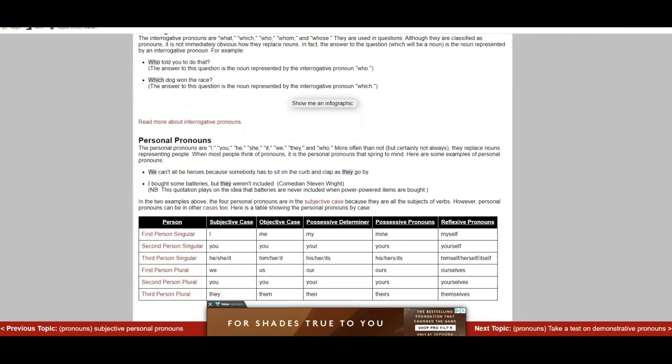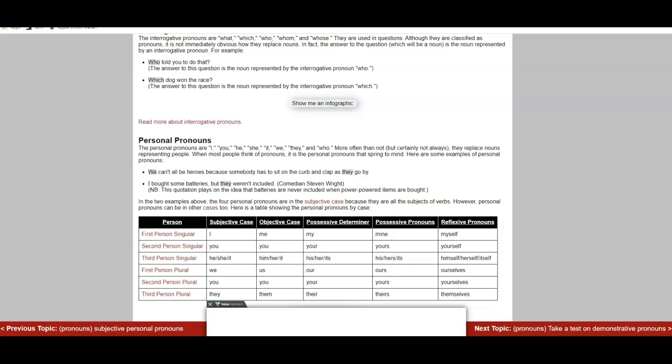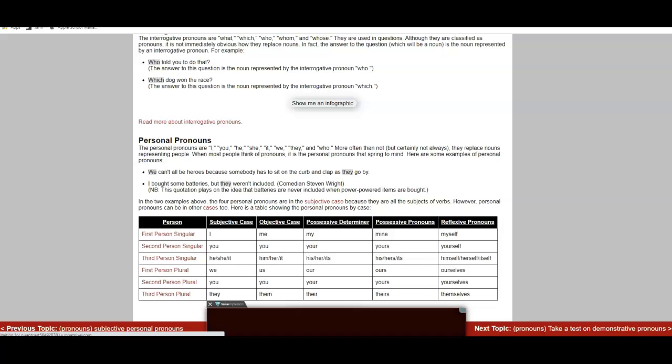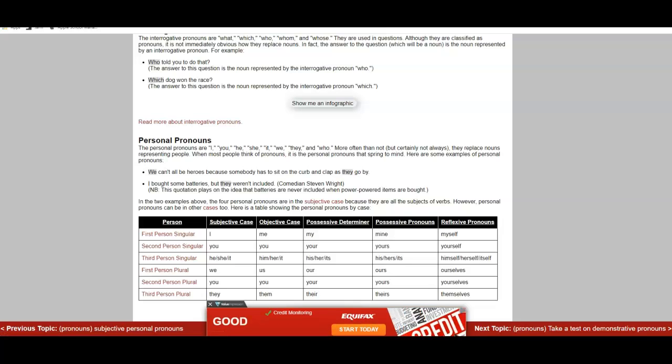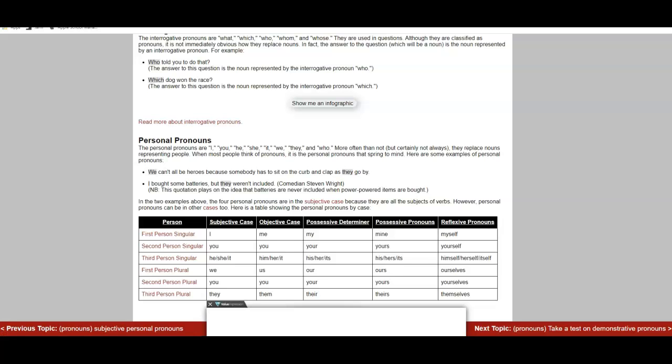So personal pronouns, you've probably heard these for a long time: I, you, he, she, it, we, they, who. They're just replacing the noun. So we can say Madison took a quiz today, or we can say she took a quiz today. So instead of using Madison, who is our subject, we can change it with personal pronouns. She took a quiz today.